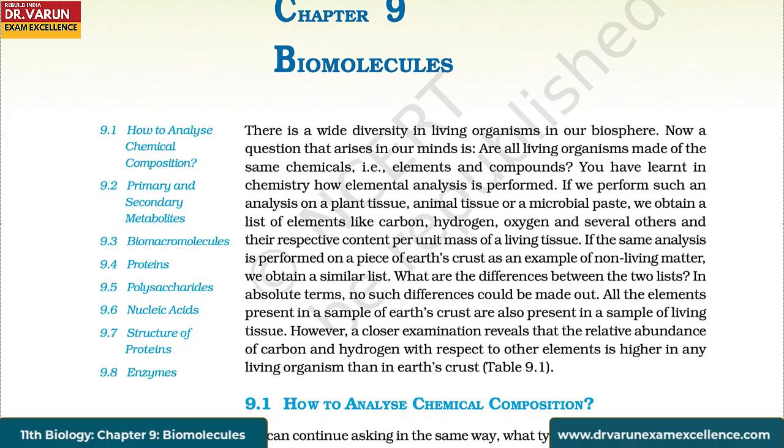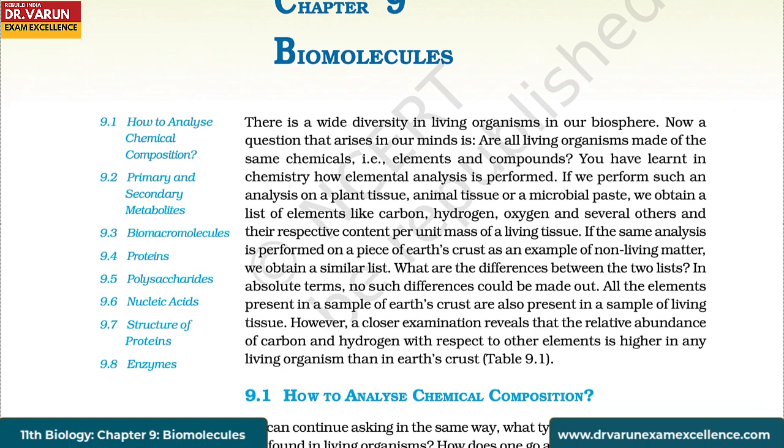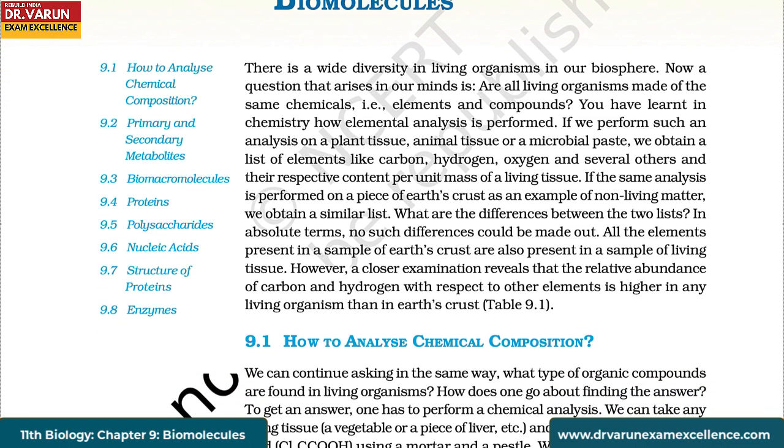You have learnt in chemistry how elemental analysis is performed. If we perform such an analysis on a plant tissue, animal tissue, or a microbial paste, we obtain a list of elements like carbon, hydrogen, oxygen, and several others, and their respective content per unit mass of a living tissue. If the same analysis is performed on a piece of Earth's crust as an example of non-living matter, we obtain a similar list. What are the differences between the two lists?